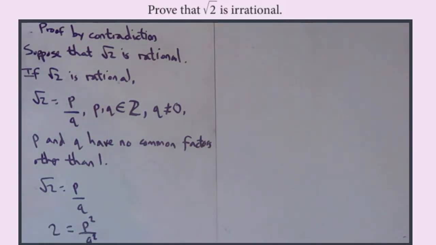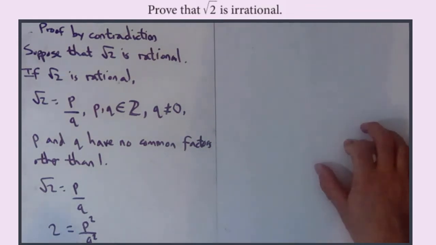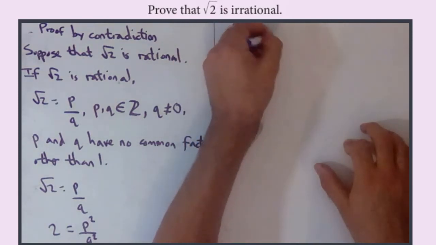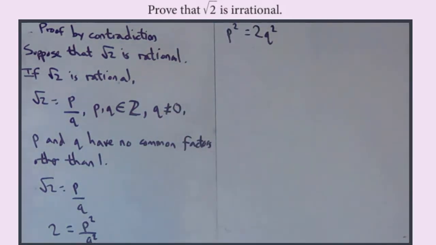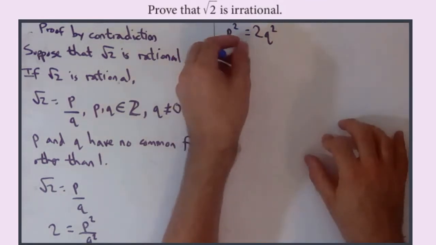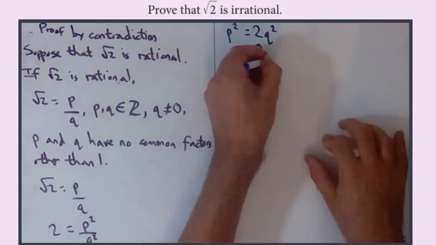Right, so then if we can make p the subject, which would be easier than making q the subject, multiply through by q squared. That would say 2q squared equals p squared. So p squared equals 2q squared, right? Well, that means p squared is even because this is 2 times an integer.